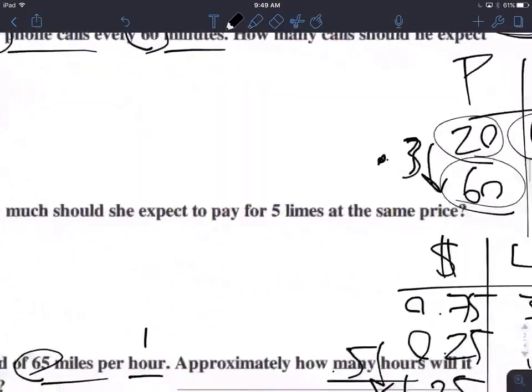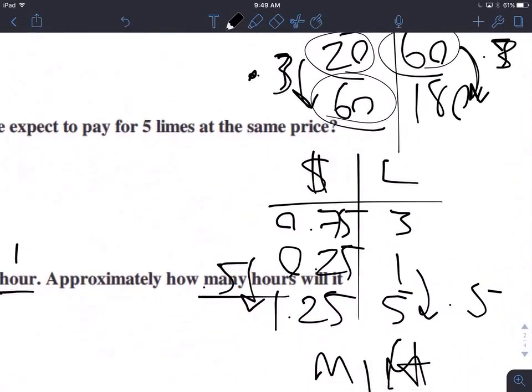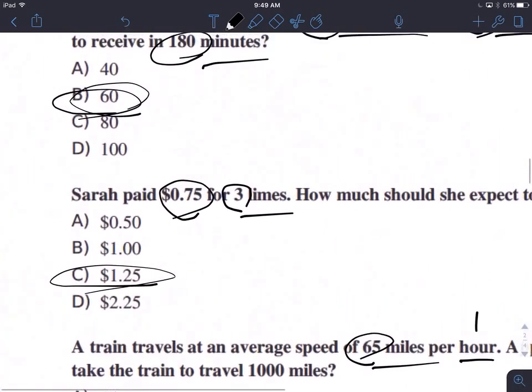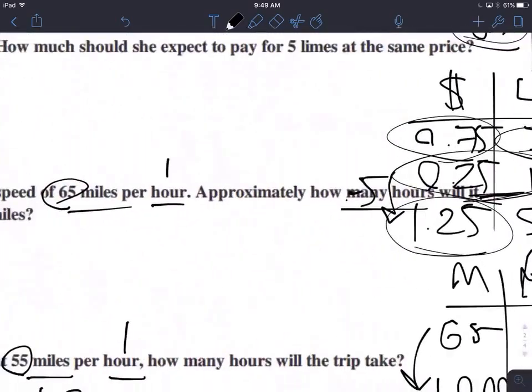Next one, 75 cents for 3 limes. How much will she expect to pay for 5 limes at the same price? So 75 cents, 3 limes. That's really easy to do for the unit rate. You know that 3 limes cost 75 cents. So there are 3 of what in 75 cents? There are 3 quarters. There are 3 25 cents in that. So it's 25 cents per lime. That's your unit rate. Then 5 limes. That's going to have to multiply by 5 to get to 5. 25 cents times 5 is $1.25. So $1.25 is your answer. And yeah, that's what you got.